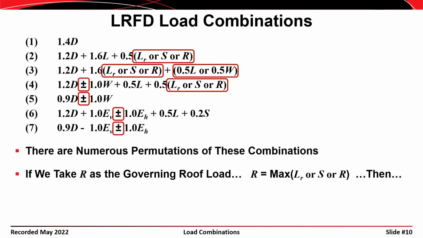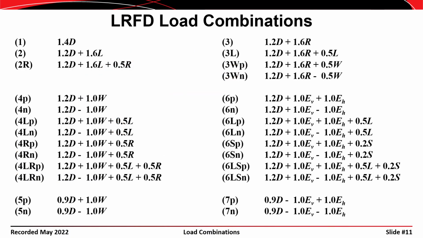So one way of boiling this down a bit is if we take R as the governing roof load, instead of saying R is the rain load, we're going to say R is the maximum of either the rain load, the snow load, or the roof live load. Then we end up with these permutations for the load combinations. So you have one version of load combination number 1, you have 2 versions of load combination number 2, and so on. So these are basically the load combinations that are boiled down when you consider a 2-dimensional structure and consider the directionality of the wind and the seismic. So it doesn't take too long for all these load combinations to really blow up.